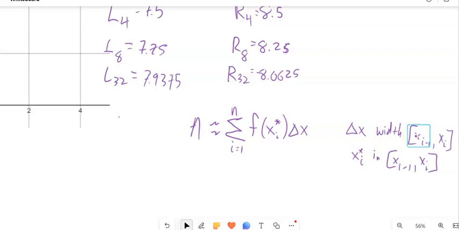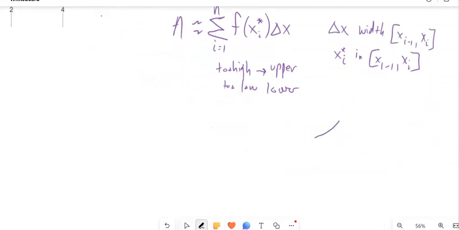And this estimate could be too high, right? We'll say that's an upper error or an upper bound. And we could have a lower one, a lower bound, if it's too low. One way I can think about that happening is if the function is increasing, my left is going to be too low and my right is going to be too high.